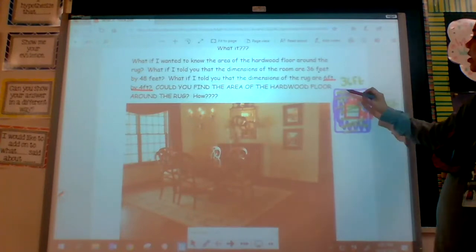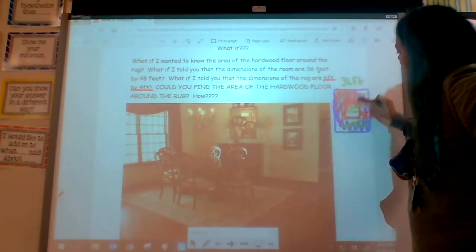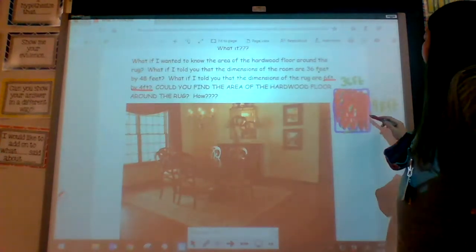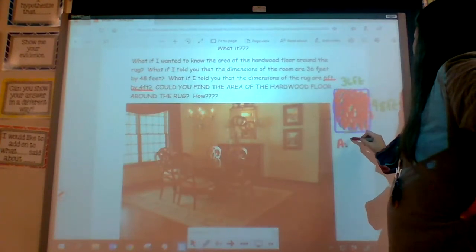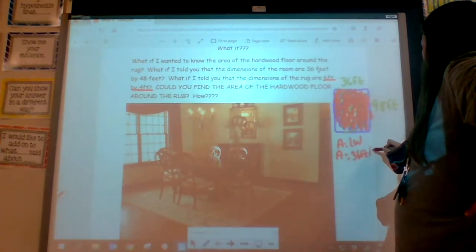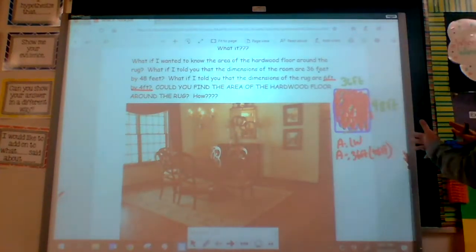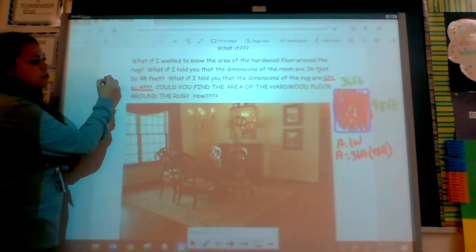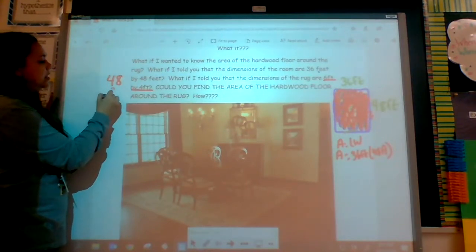Well, hopefully I want you to think that if I found the space of this entire space, let's see what we come up with. So area is equal to the length times the width. So area is 36 feet by 48 feet. Out to the side, I'm going to multiply. I'm going to come over here, and that is 48, and I just like to put that number at the top, times 36.